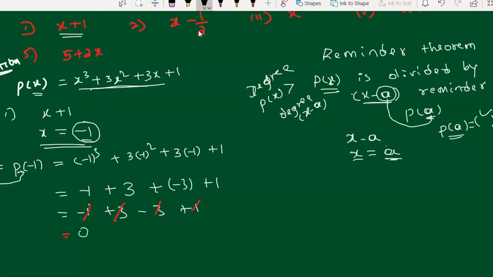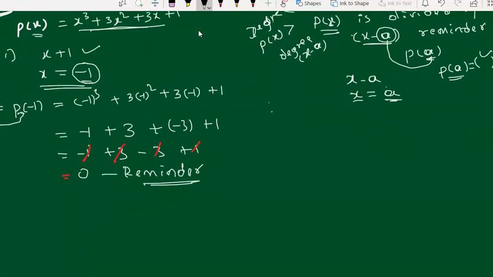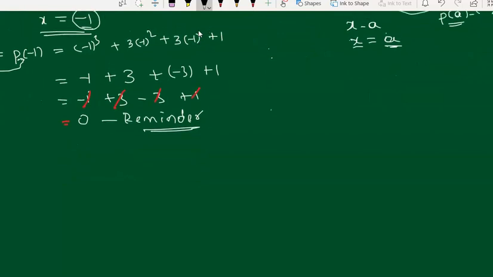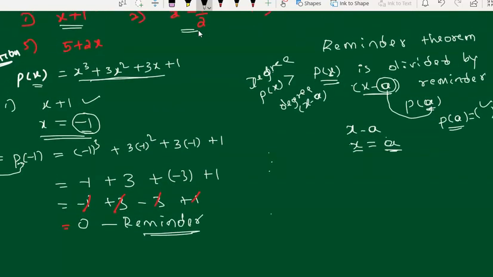So when you divide this polynomial p of x by x plus 1, your remainder is 0. Likewise, you have to find the remainder of this polynomial if it is divided by this one. Okay, let's see that also. I hope you understood this much. Let's take that polynomial. Let me remove this here, so here only I can solve it.